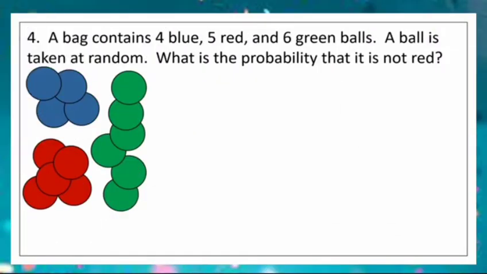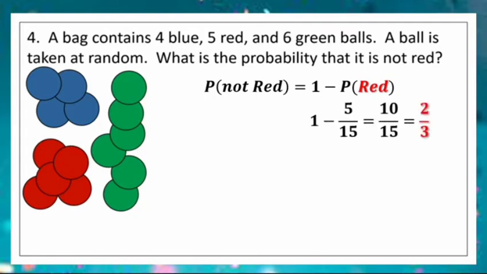This question says, a bag contains 4 blue, 5 red, and 6 green balls. A ball is taken at random. Find the probability that it is not a red ball. Now, the probability of a ball picked not being red is 1 minus the probability that it is red. The total number of balls here is 15. So I have it as 1 minus 5 over 15. If I simplify this, I will have 2 over 3 as my final answer.